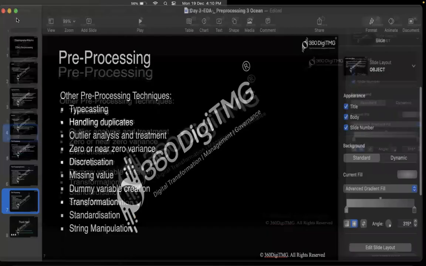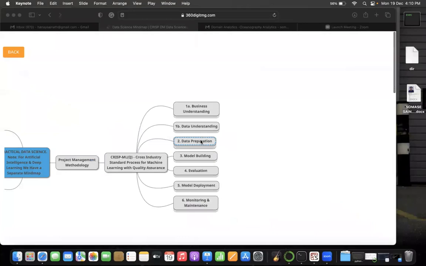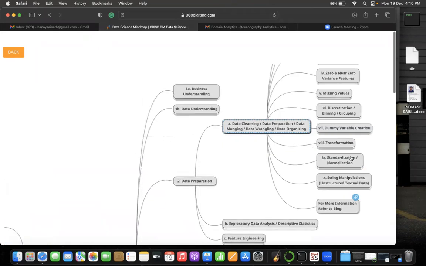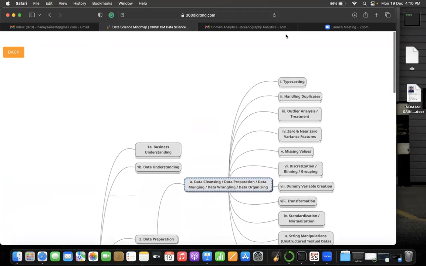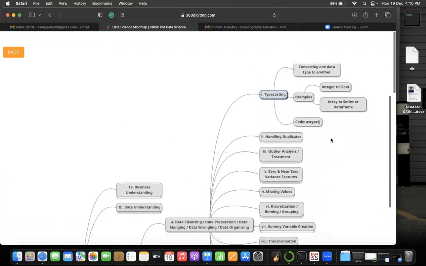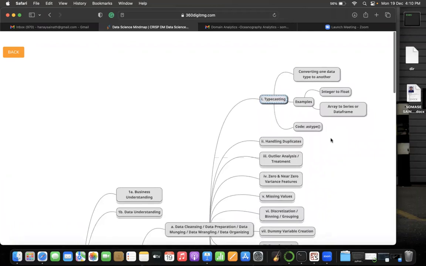Now I will show the mind map. You can go through it. You can see all the topics covered in it.